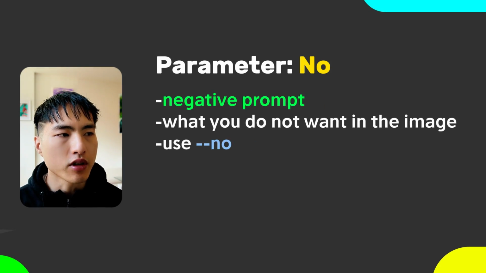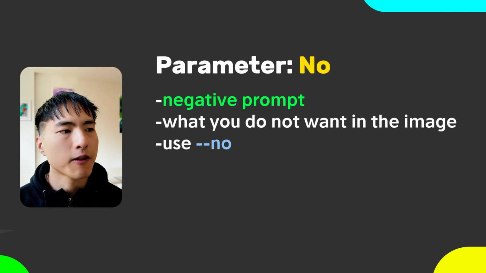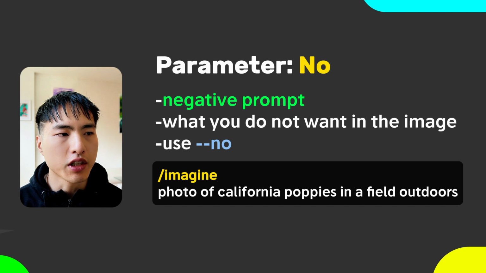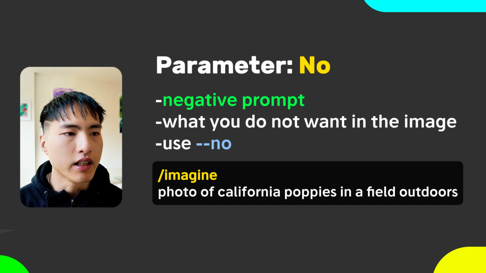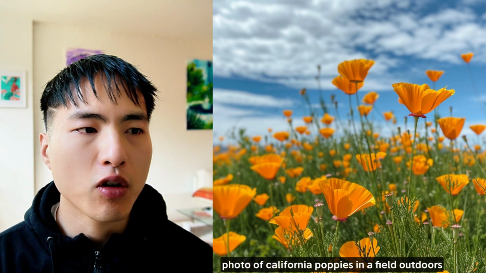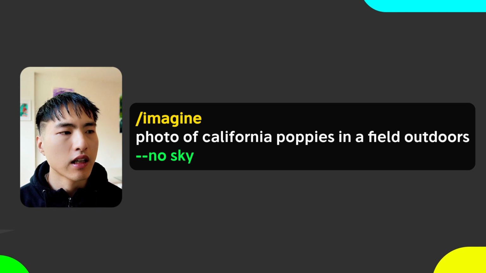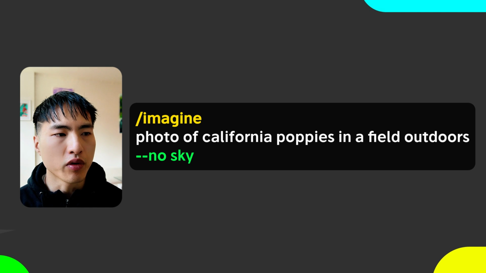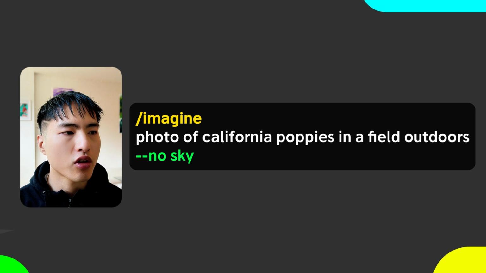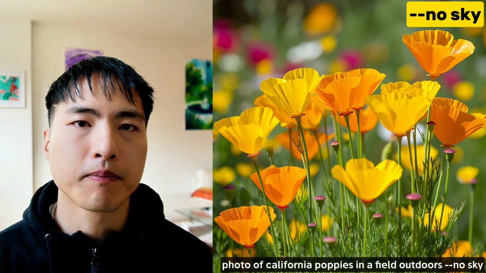There's a ton of other parameters that we can use. The no parameter is a negative prompt and tells Midjourney what you do not want to be in the image. For example, let's prompt for a video of California poppies in this field outdoors. These are pretty photos, but what if I don't want the sky to be in the background and I only want to see the flowers and grass? In that case, I would add --no with the word sky afterwards to tell Midjourney to not generate the sky in my images. And we'll get photos with only flowers and grass in them.